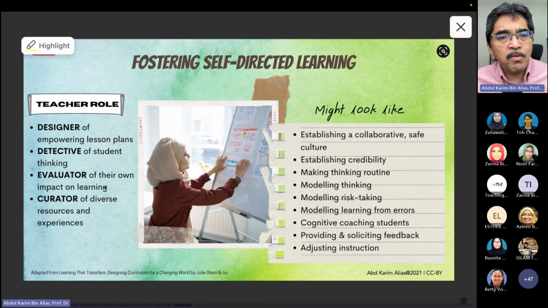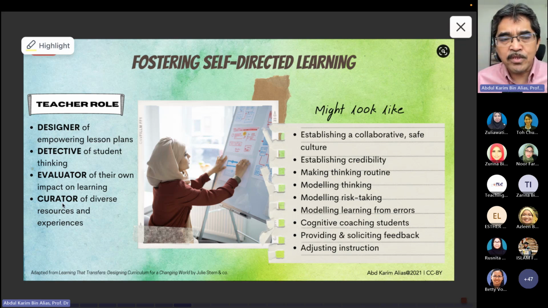The teacher also becomes evaluator of their own impact on learning. So they ask questions, at the end of the class or after the class, whether they have done well, whether they have got the students to really understand and achieve the learning outcome, whether they have given equal attention to everyone, empower everyone, and so on. They become curator of diverse resources and experiences.